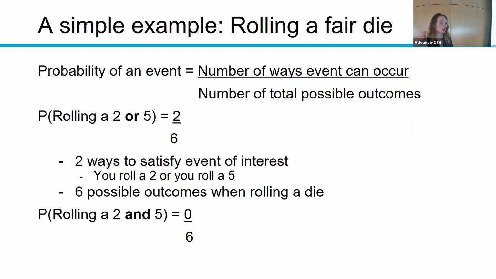So if we're interested in rolling a 2 or a 5, there's 2 ways that outcome can be satisfied. We roll a 2 or we roll a 5. So that's 2 out of 6. Also, if we want to talk about the probability of rolling a 2 and a 5, that probability is going to be 0 because there's no way to possibly satisfy that if we just roll the die 1 time.